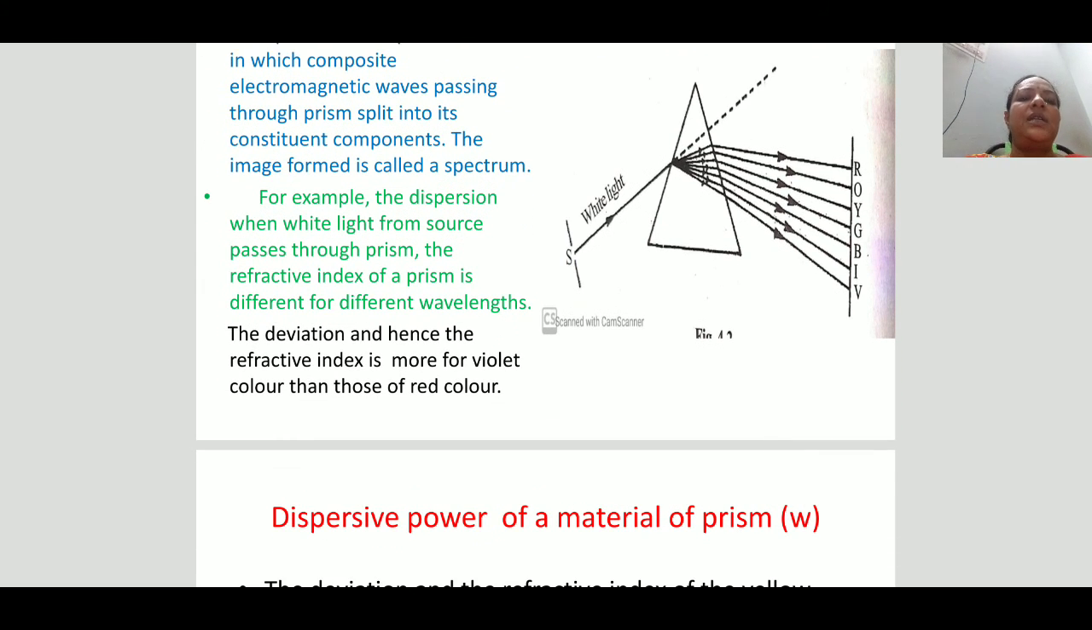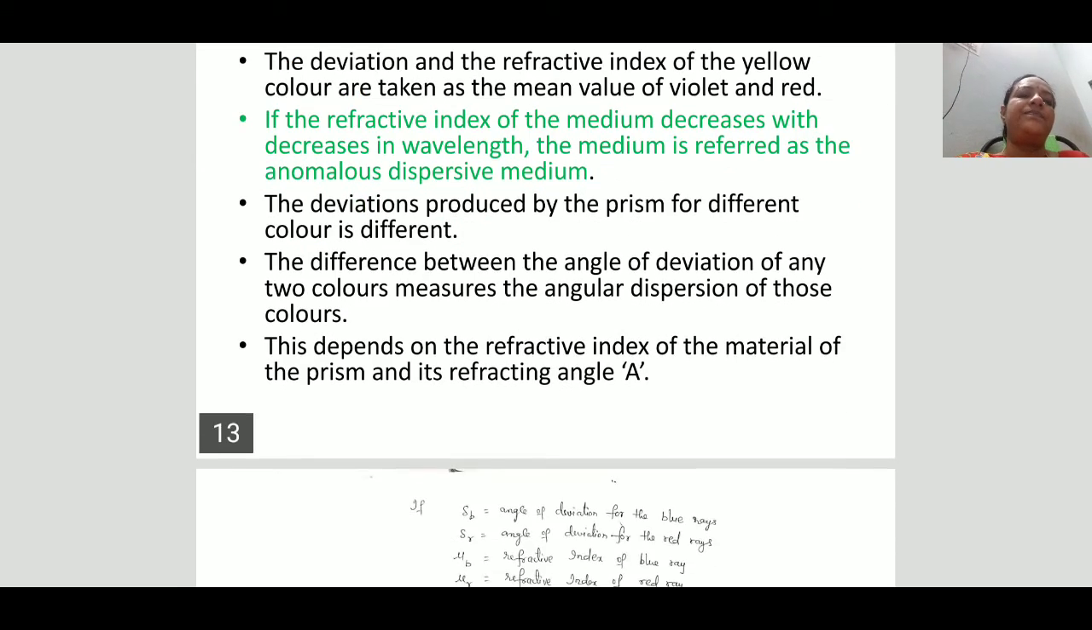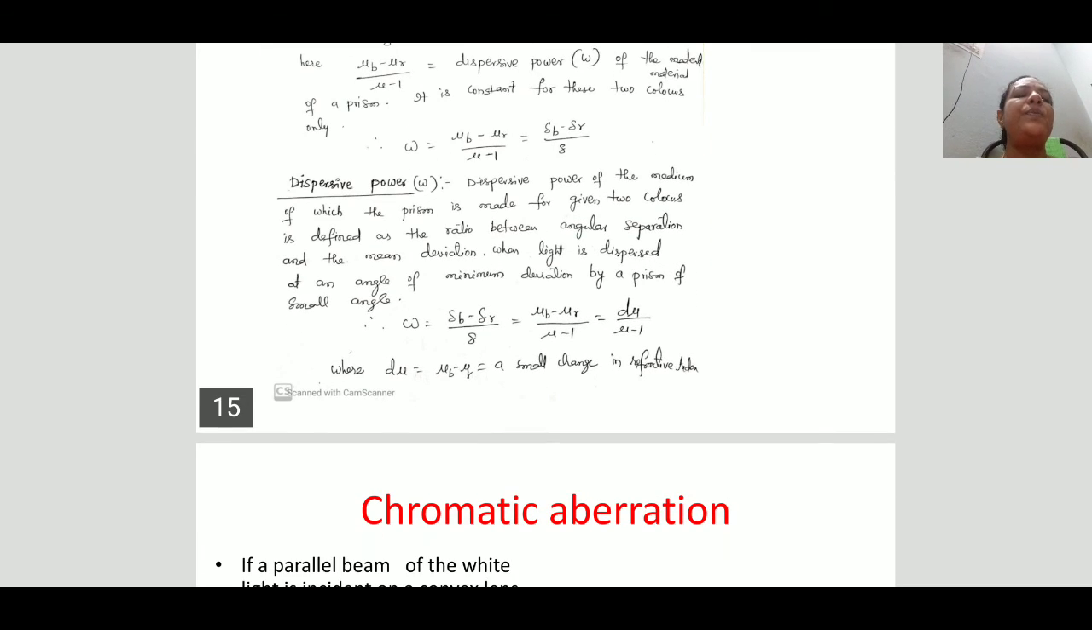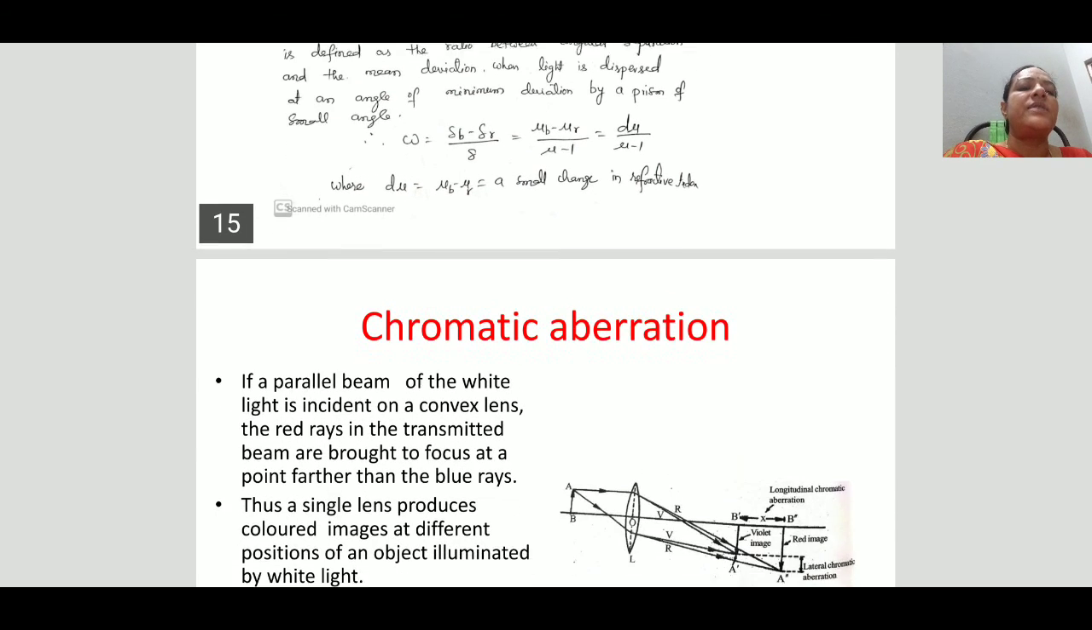Next, dispersive power. Dispersive power is defined as omega is equal to delta mu by mu minus 1. That means omega can be written as delta b minus delta r by delta, that is, mu b minus mu r by mu minus 1, which is equal to d mu by mu minus 1.